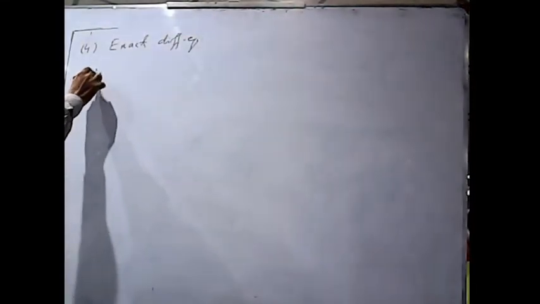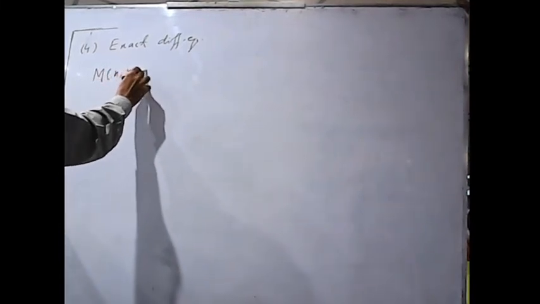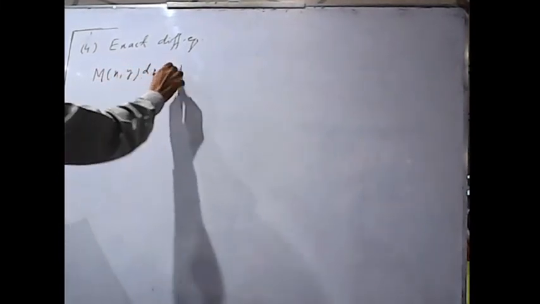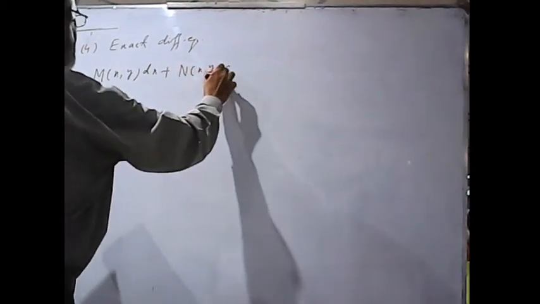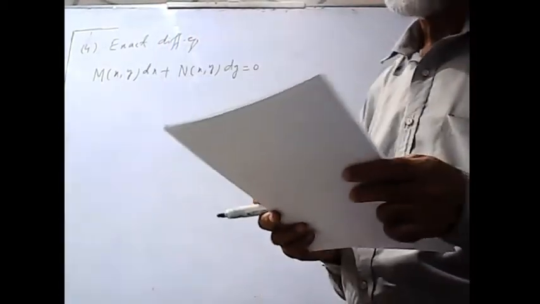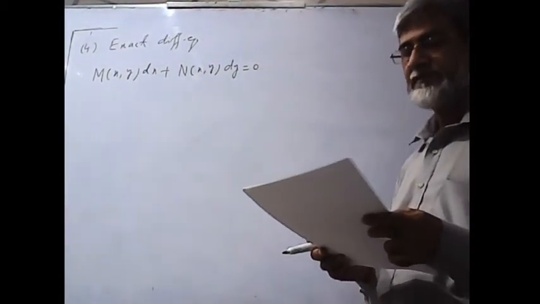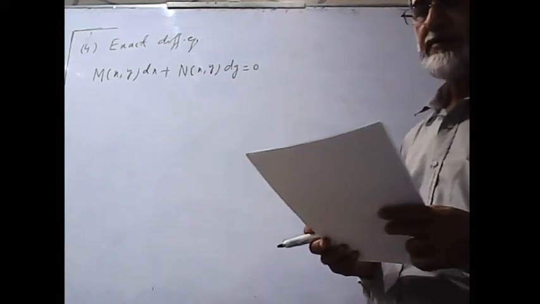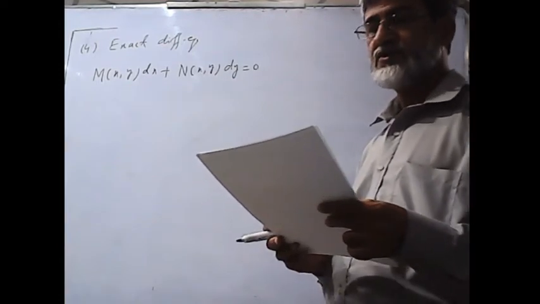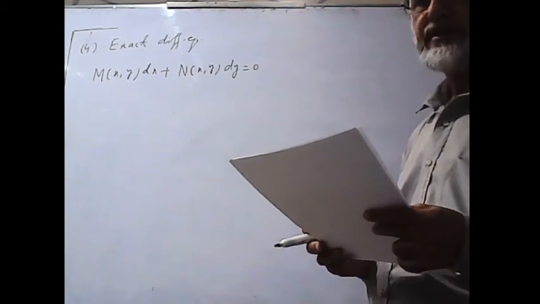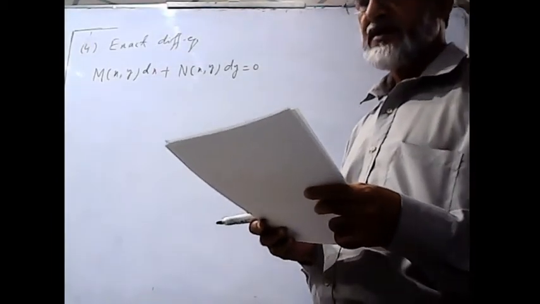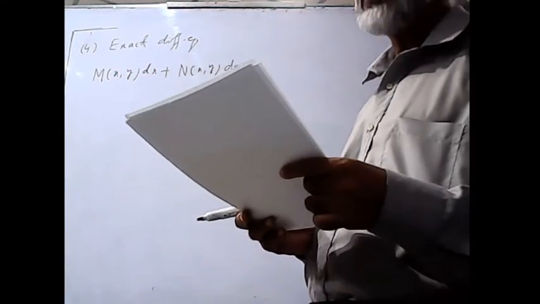The general form is M(x,y) dx plus N(x,y) dy is equal to 0, where capital M and capital N are functions of x and y, and the multiple of dx is M and of dy is N. So first of all, write the equation in this standard form: function f(x,y) dx plus function f(x,y), capital N, dy is equal to 0.